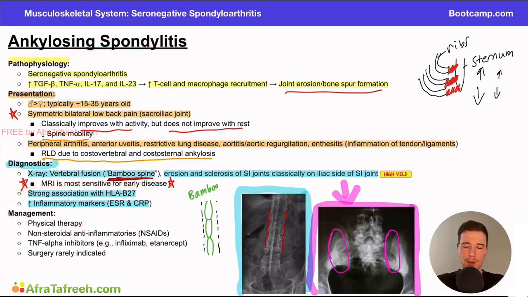Now, finally, when we talk about the management here, one of the first things you need to recommend is physical therapy. Why? Well, this gets us back to this point where we said this does not improve with rest. It does improve with activity. So doing therapy, being active is actually going to help these patients with their symptoms.